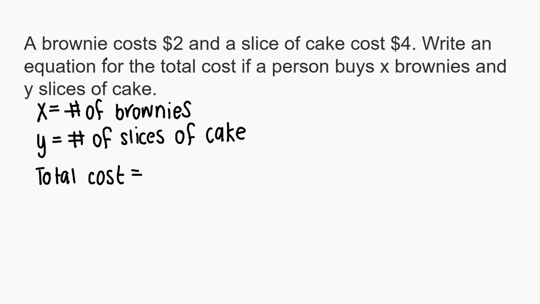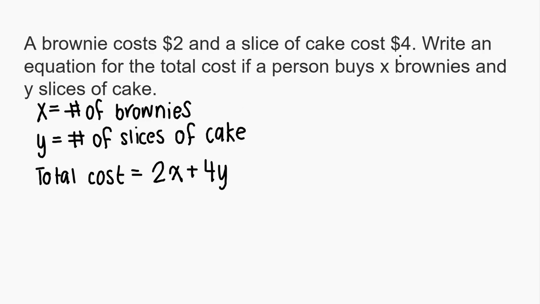Total cost is going to be 2 times X plus 4 times Y. Now, for this, why are we multiplying? Because each brownie costs $2. So if you have 1 brownie, your cost will increase by $2. If you have 2 brownies, your cost will be $4, and so on.